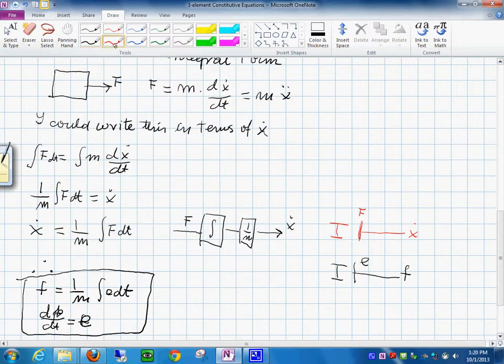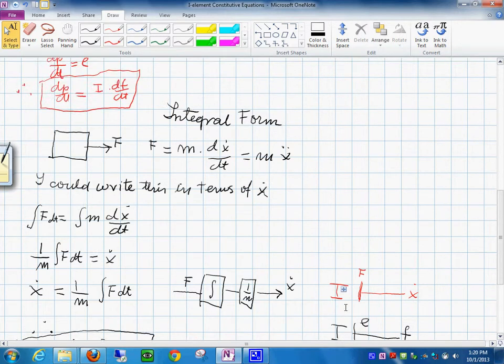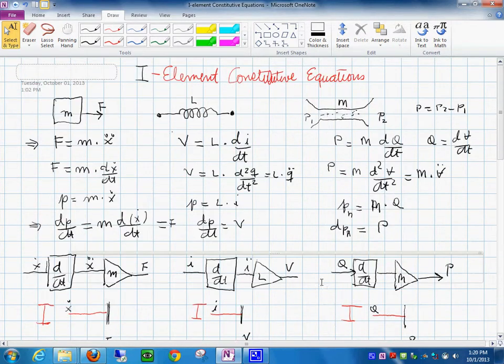Just to make you feel comfortable about this, I'm just going to do the I for the electrical system over here. You will have the current over here and the voltage over here. And for this other one, in the I element, you will have here Q, and you will have in here the pressure. So that is the I element in integral form. Well, we have studied also the derivative form, but this is the constitutive law for this element.